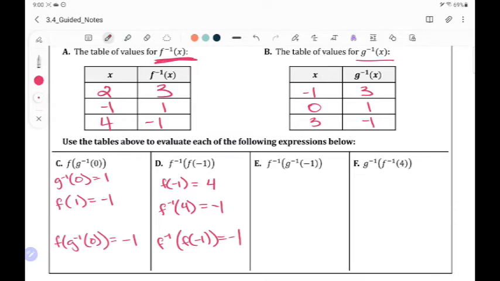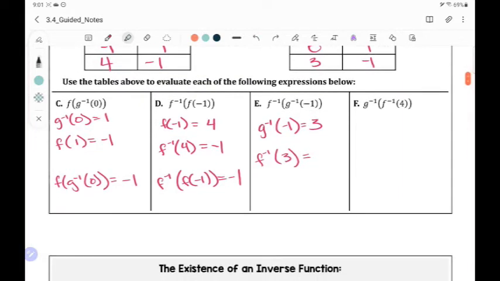Now this time we have f inverse of g inverse of negative 1. So first thing to do, g inverse of negative 1 equals 3. So now I've got the f inverse of 3. Oh, that's not in our table. Look right here. None of these are a 3. Well, don't over stress about it. All that means is we can write our answer right here.